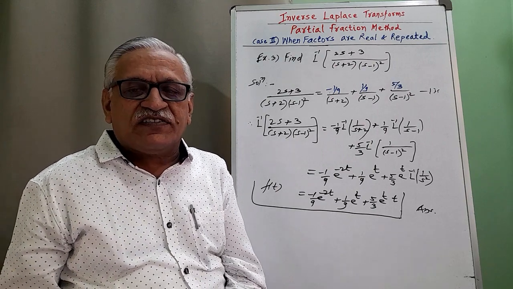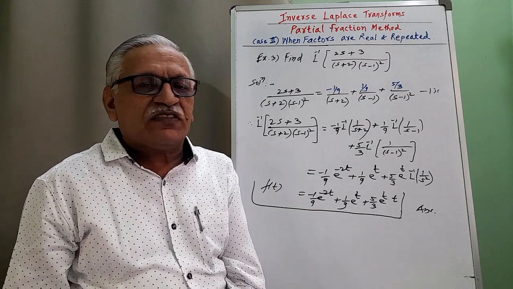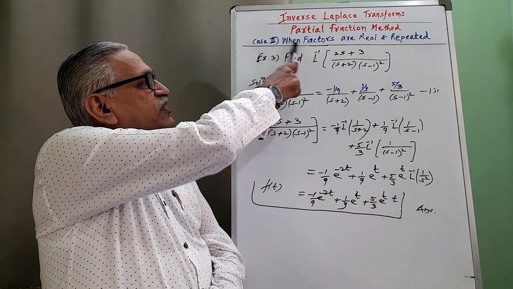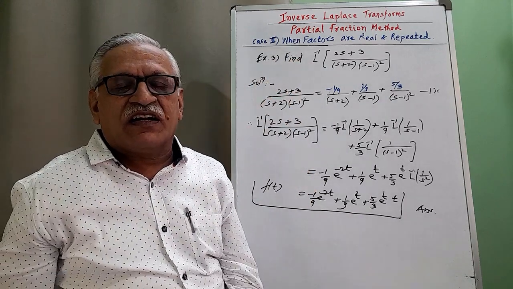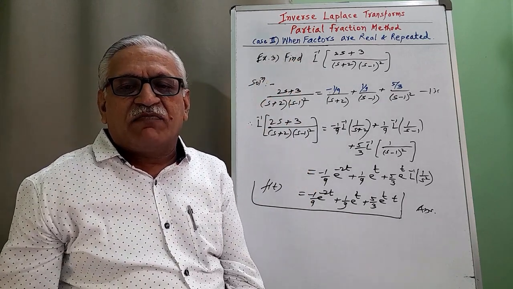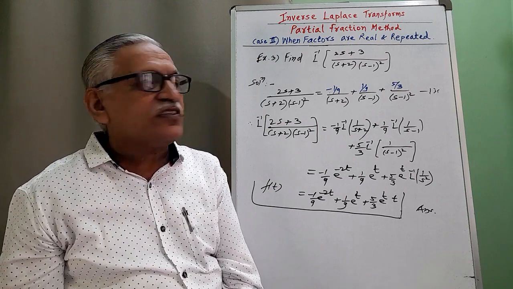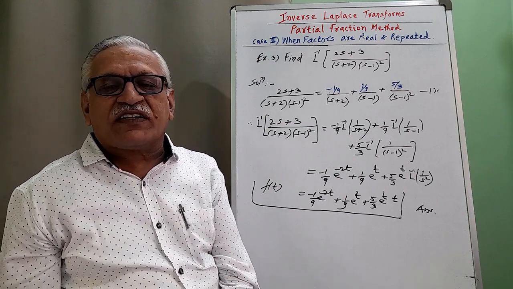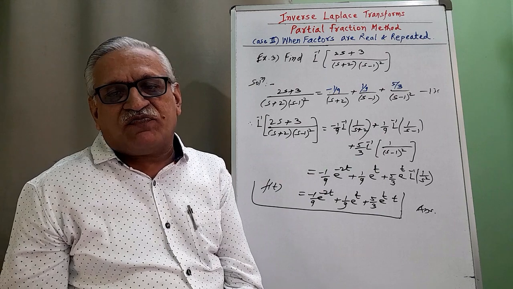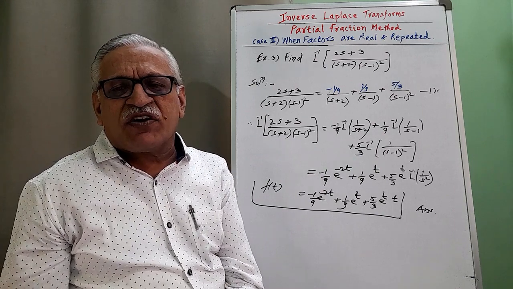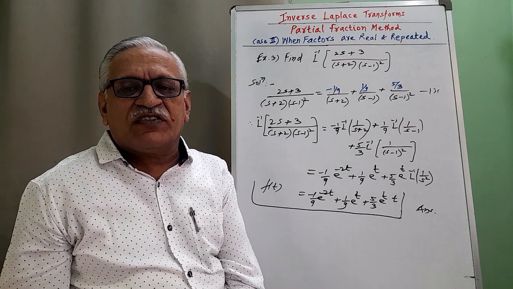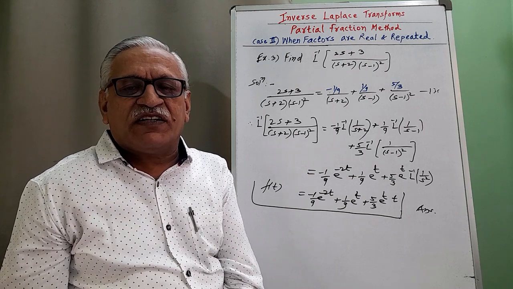Therefore, in this video, I have discussed 3 simple examples for this case number 2, when factors are real and repeated. In my next video, I will discuss third case, when factors are in quadratic form, real and quadratic form. How to obtain that inverse, I will explain in that video.